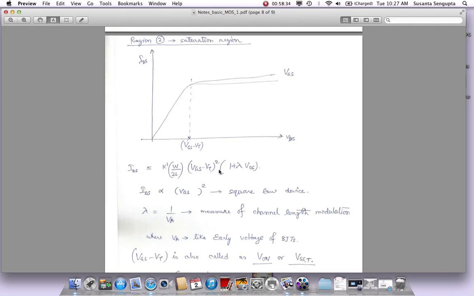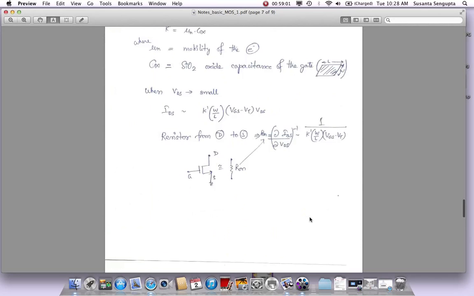Okay, so we'll go through all of it, but first let's observe this thing. You must have heard that MOS devices are square law devices. If they have long channel length, they're square law devices. Why? Because the drain current is proportional to the square of VGS. That's why we call them a square law device. The rest of the terms, K prime, W over L and all, are the same as we talked about earlier. What is lambda? Lambda is a measure of channel length modulation.